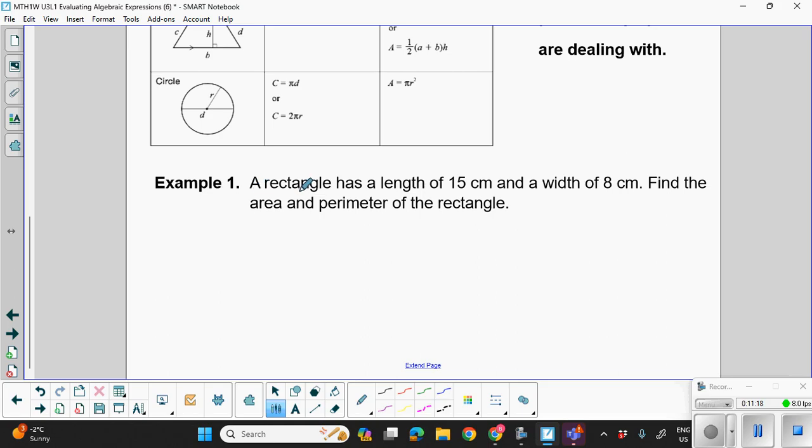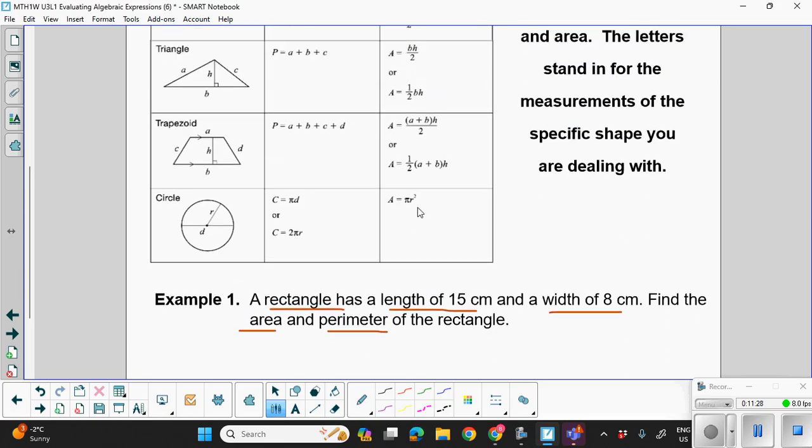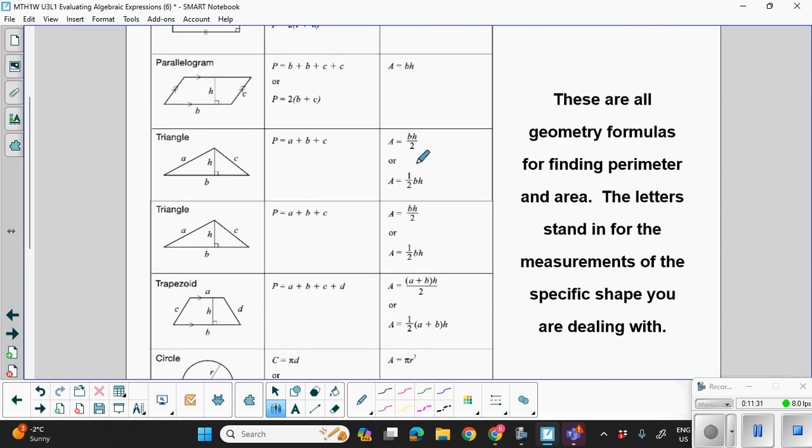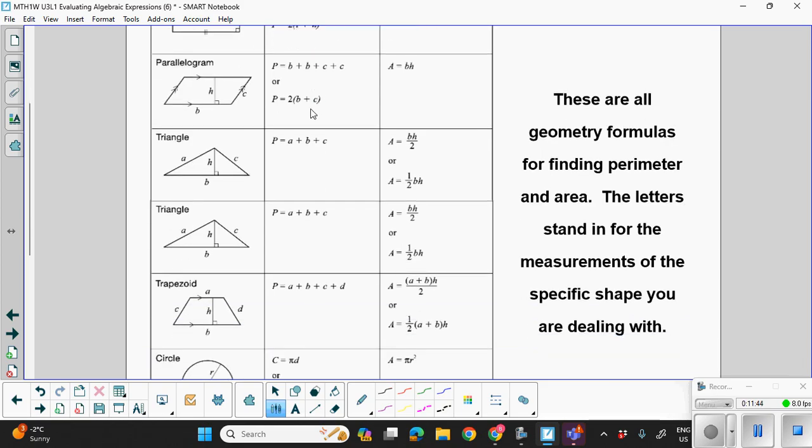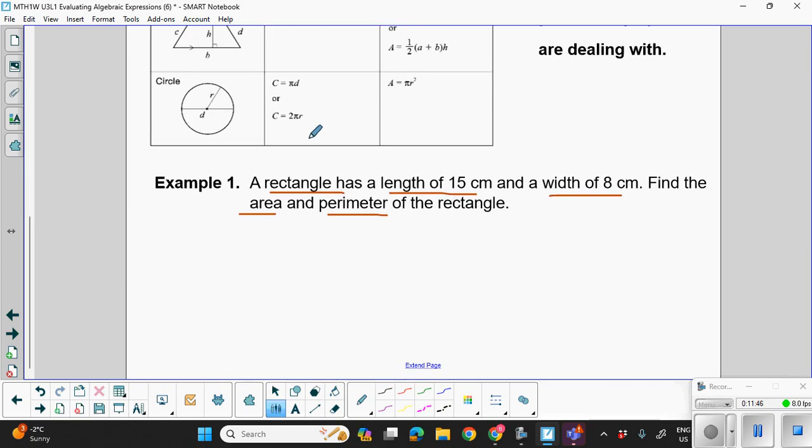So example 1 says a rectangle has a length of 15 and a width of 8. Find the area and the perimeter. Well, if I go back up to this formula sheet, I can see the area, which is in the right-hand column, is area equals length times width. Now, what's nice about this formula sheet is it also has the variables in the picture, so that helps me determine if I'm doing it right. So the first thing I would do is I'd write down my formula. So A equals LW.